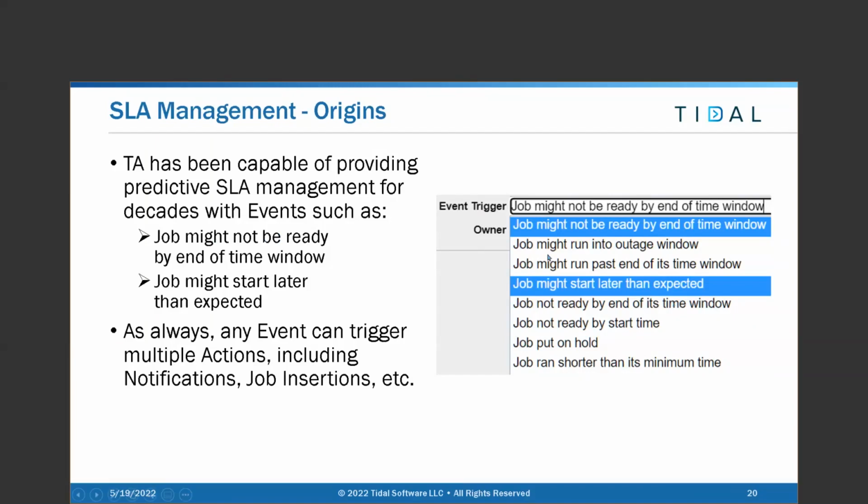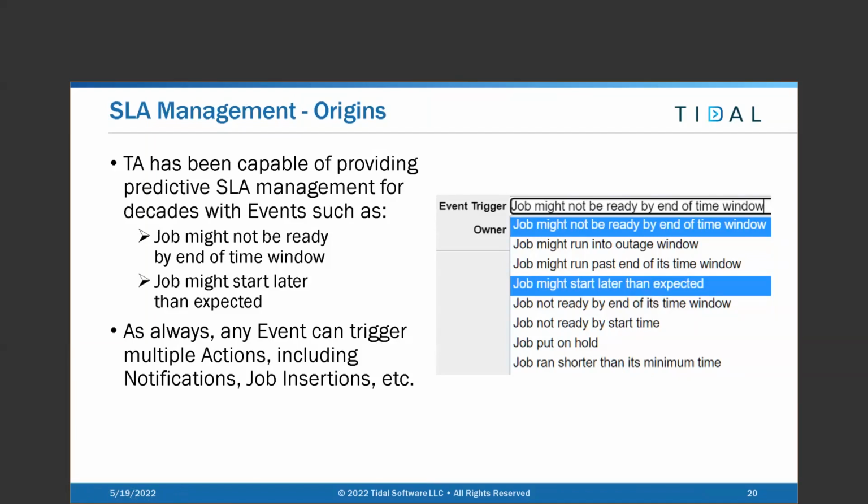Other examples include a job might run into an outage window. A job might run past the end of its time window. You can imagine that if I have a service level agreement where I need to have something done by a particular time, another word might be deadline. Imagine if someone put a job on hold. That could affect whether or not your business process is going to complete on time. Or maybe a job ran shorter than its minimum time. I'm going to meet the SLA, but I might want to know that it ran shorter than minimum time because maybe the accuracy of the data is now going to be in question.